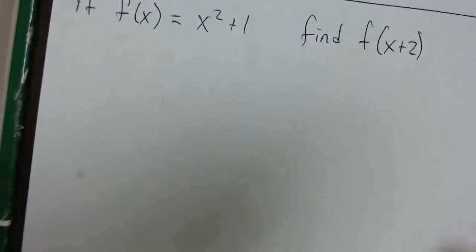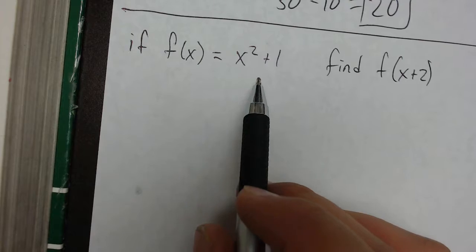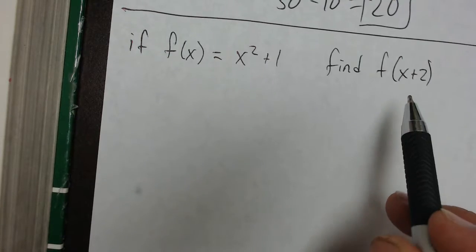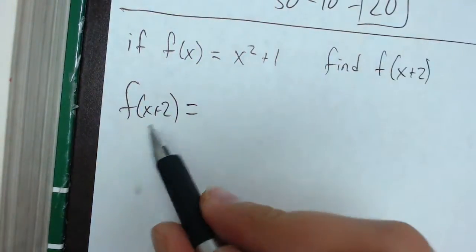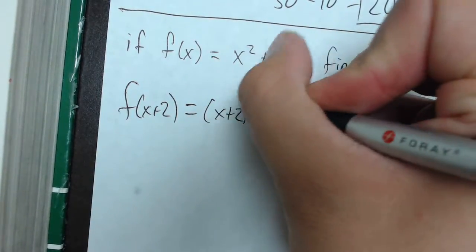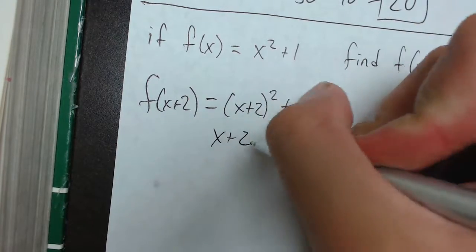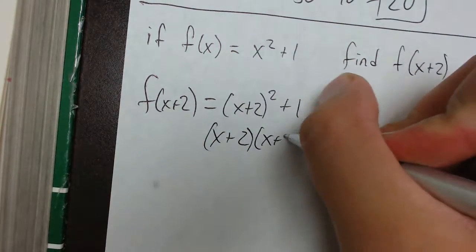So what that looks like is this. We have the function x squared plus 1, and we need to find the function of x plus 2. So f of x plus 2 would be written as substituting x plus 2 for x: x plus 2 squared plus 1. From here, we FOIL this. We have x plus 2 times x plus 2.